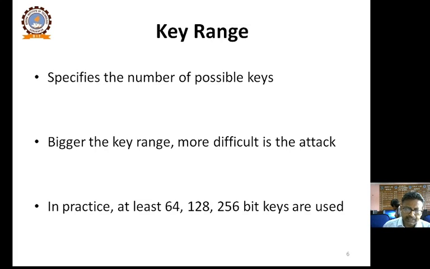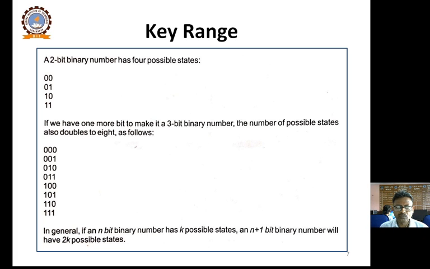So normally it is suggested that we use a key size, the length of the key, to be more, at least 64 bit. Now this is an illustration of an example. The key range is of 2 bit. We have the possibilities 0 0, 0 1, 1 0, and 1 1. If we have a 3 bit key, then we have 8 possibilities. Similarly, if we have a 4 bit key, then we have 16 possibilities.